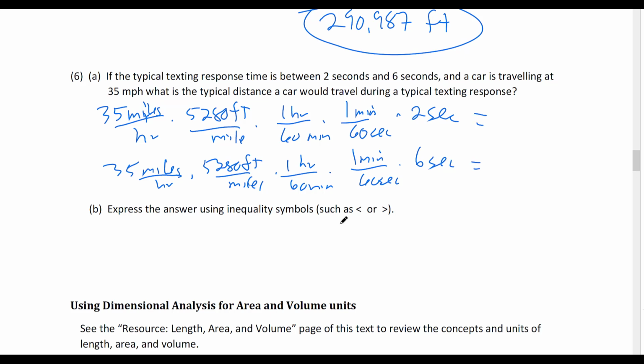Yep. So 35 times 5,280 divided by 60 times 2 is 102.67 feet. And we'll do the same thing times 3. It's going to be 308 feet. So it'd be 102.67 is less than the distance, less than 308.